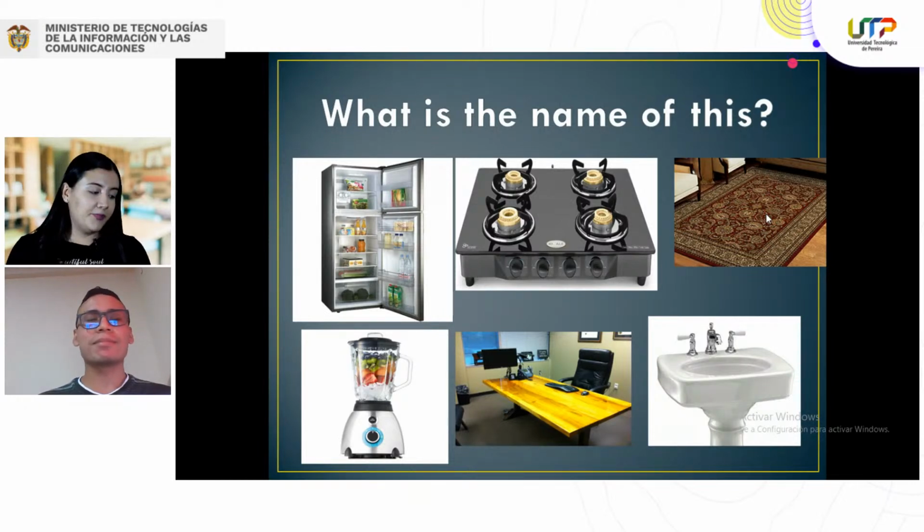Very good, Luisa. What else do we have there? We have Miss Karen Contreras also wrote carpet or rug. The same Sara Jaramillo and Consuelo Marin also. They also participated in the chat. Okay. Thank you, teacher. Very good.